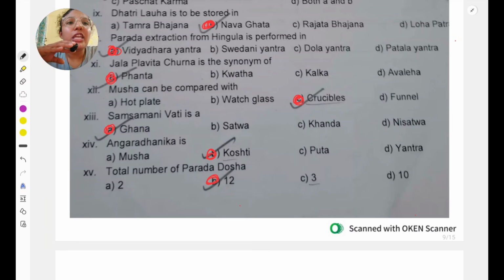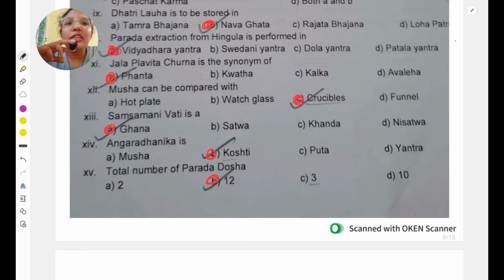Parada extraction from Hingula is an example of Vidyadhara Yantra. Sometimes they can ask what is Vidyadhara Yantra; then this is the use you can write in its application. Jala Palavati Churna as a synonym of Panta is actually a very important MCQ, and sometimes students get confused in this. So don't forget this MCQ.